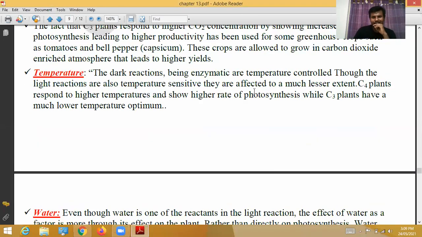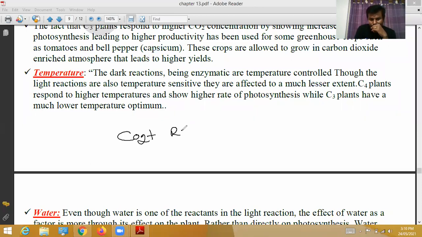Temperature. Yes, here already at the beginning topic only I said. Temperature: the dark reactions being enzymatic. The dark reaction is an enzymatic reaction. Already we discussed how it is an enzymatic reaction.